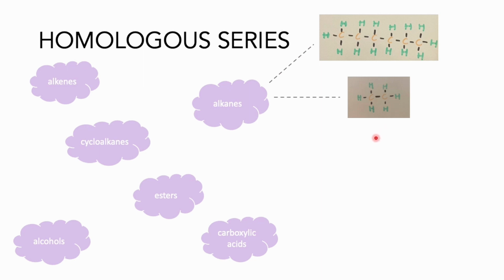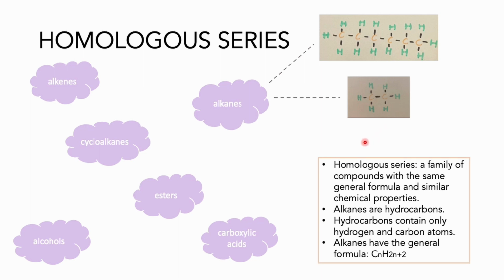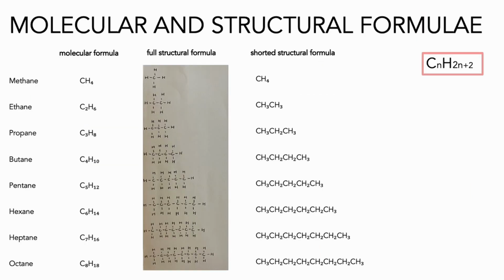As I mentioned, each homologous series has the same general formula, and the general formula for alkanes is CnH2n+2. Here's our homologous series of alkanes going up to octane, and we've got some new terms here. The molecular formula simply tells us how many carbons and hydrogens are in each alkane and nothing else. You can see that each molecular formula fits the general formula because for each carbon there are 2 hydrogens plus 2 more, like here with ethane. So we've got two carbons, times 2 is 4, and add 2 is 6, so we've got 6 hydrogens, and that fits this formula here.